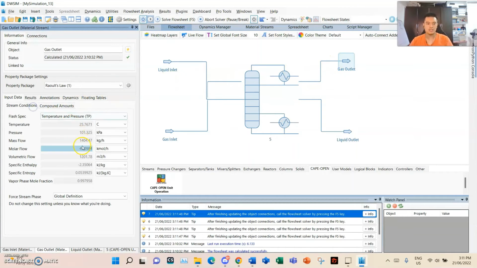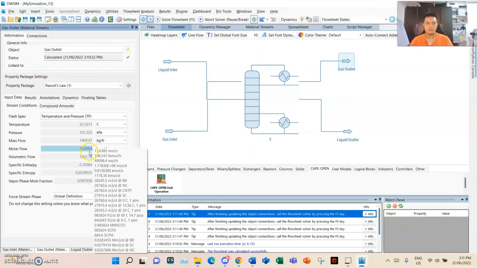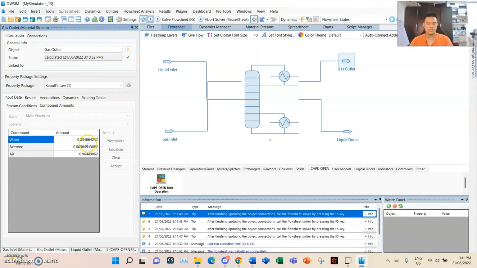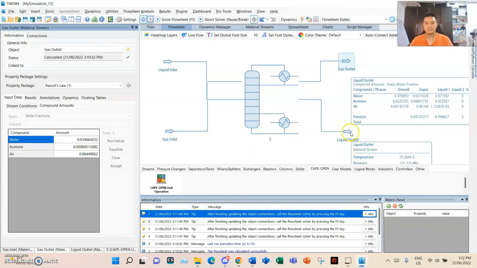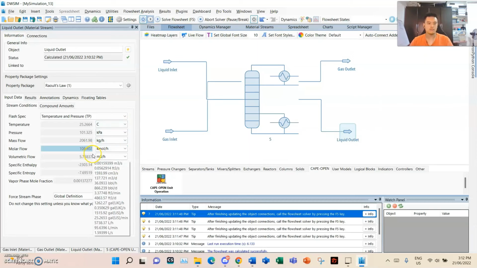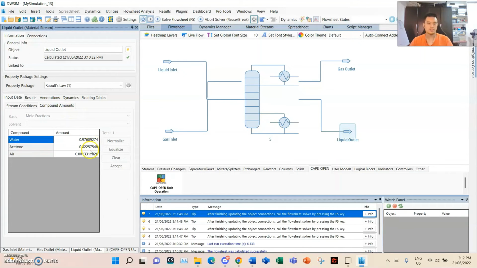The gas outlet molar flow is 49.0984, and the compound fractions are 0.0346, 0.000, and 0.96 respectively. The liquid outlet, the molar flow is 108.902, and the compound fractions are 0.9760, 0.0225, and 0.00133.